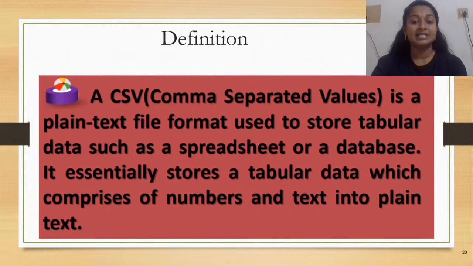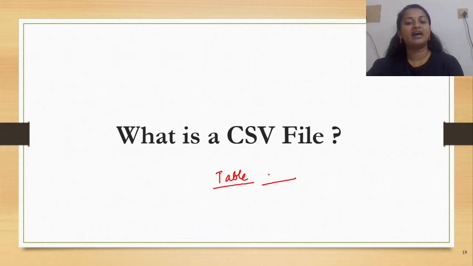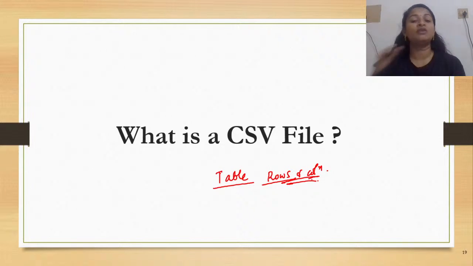So it's a plain text file format, and it is used to store tabular data such as a spreadsheet or a database. So what is tabular data? Tabular data means something that can be stored in the form of a table, right? In the form of a table means it would definitely have rows and columns, right? So when you have data which could be represented in the form of rows and columns, you call that data tabular data, right?